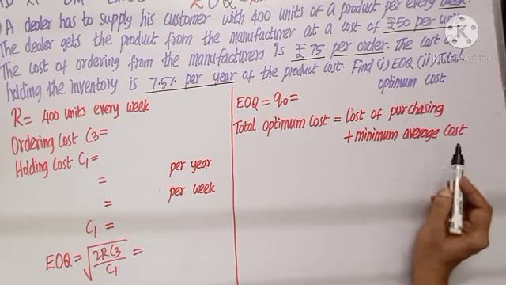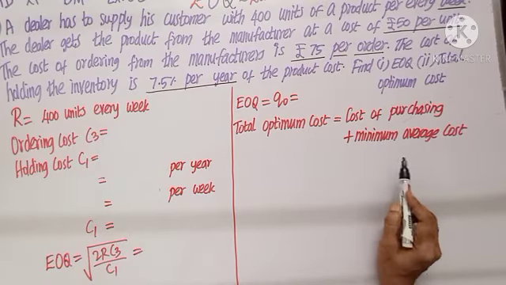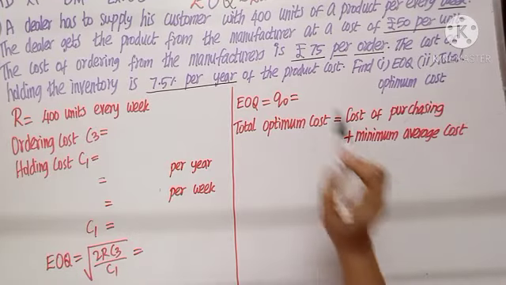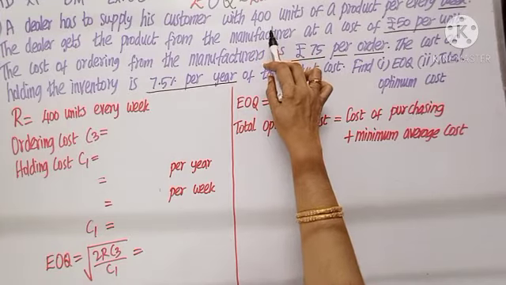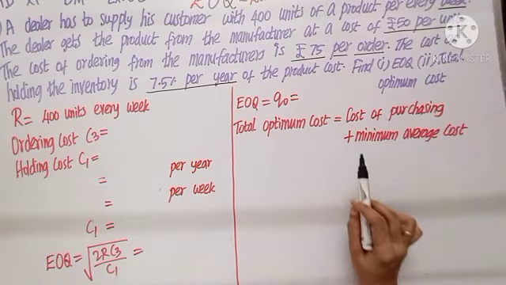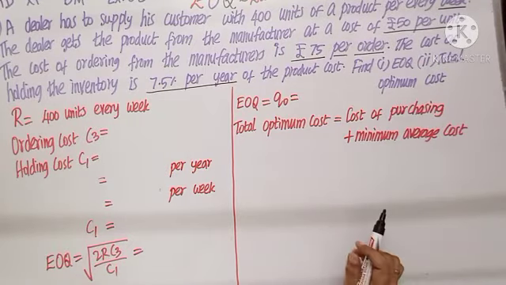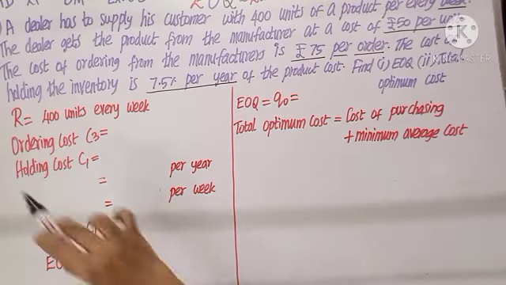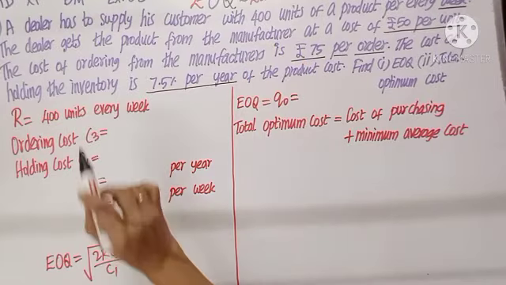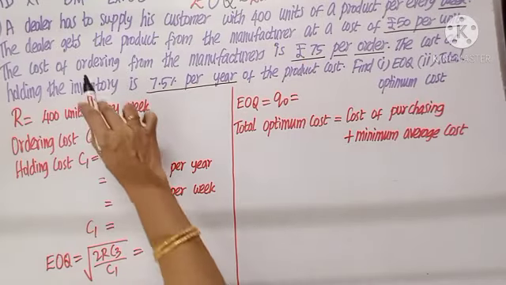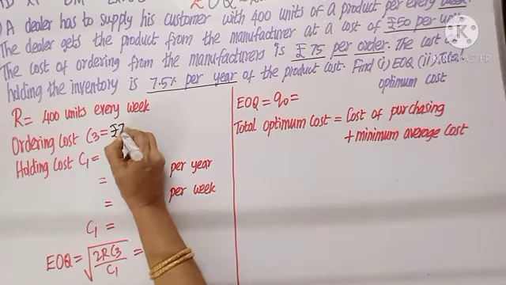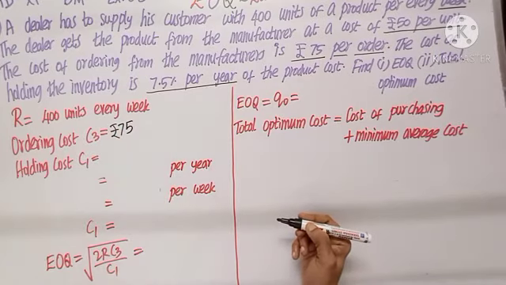Minimum average cost, we know the formula, root of 2 C1 C3 R. What is the cost of purchasing? How many units we purchase and the unit cost. So 400 into 50 plus minimum average cost. Let us proceed into the problem. Capital R. Every week, what is the number of units? That is 400. What is the ordering cost given? Cost of ordering is rupees 75 per order. So it is 75. Holding cost.